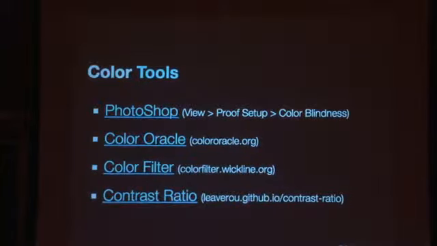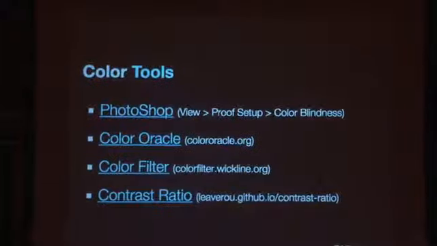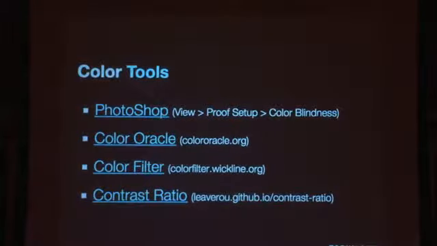So here are some of the tools. The one cool one is in Photoshop, they just added, where you can easily do a proof and see the various color difficulty you might have, like the protanopia if you can't see red, or deuteranopia if you can't see green.